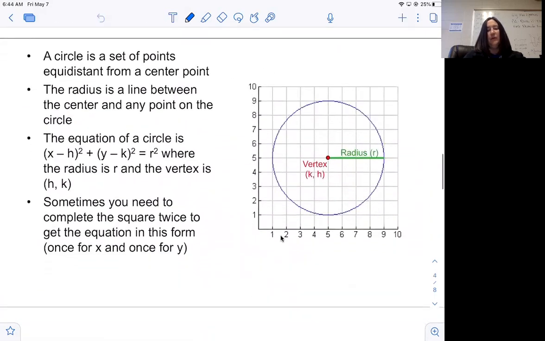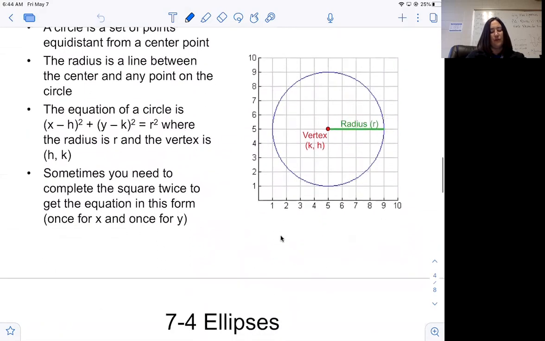Another one is a circle. This section really doesn't focus a whole lot on circles. Your h and k are your center, your r is your radius. So that's the standard equation for a circle.